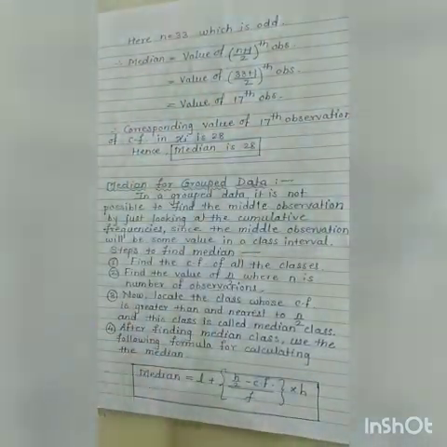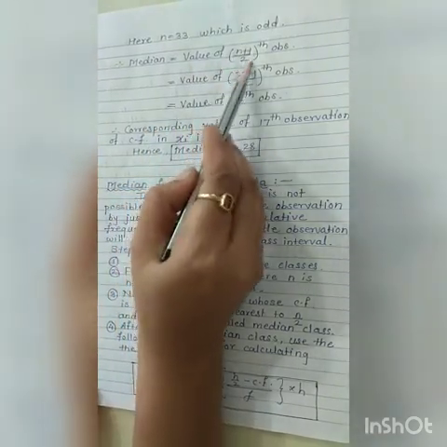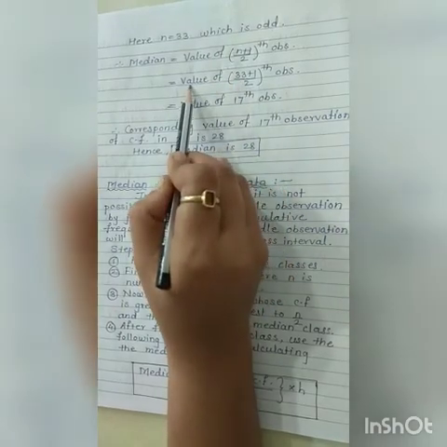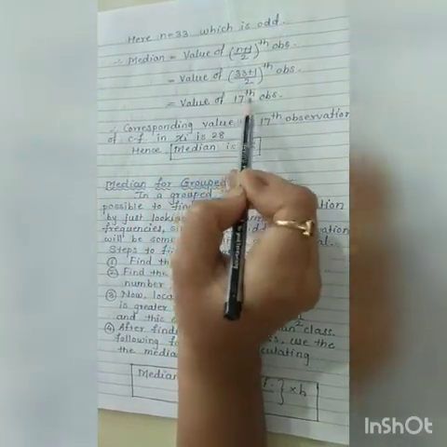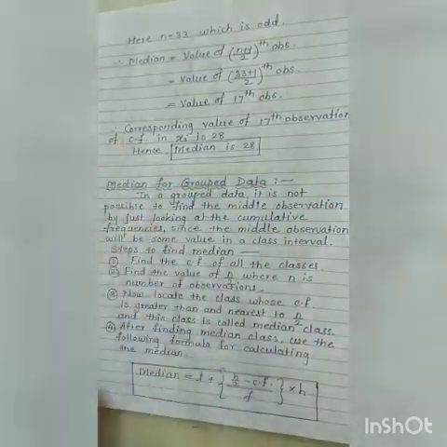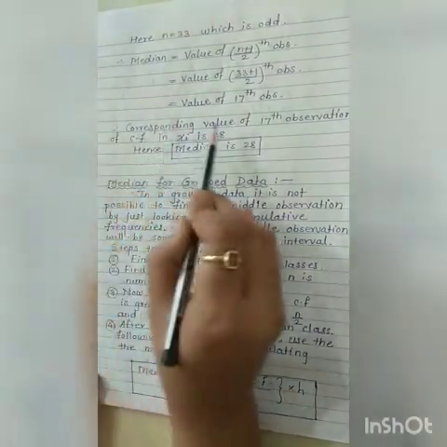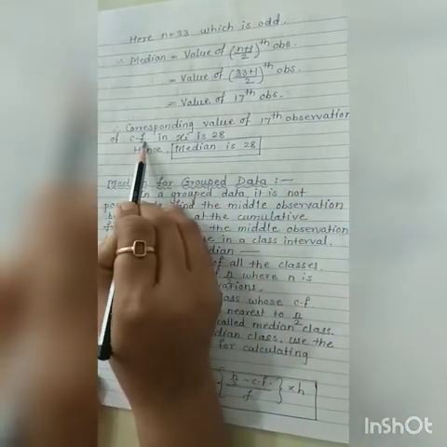We have to use the formula: median is equal to the value of the (n plus 1) by 2 observation. Now here n is 33, so the value of (33 plus 1) upon 2 observation, which is the 17th observation. So now look at the cumulative frequency. Therefore, find the corresponding value of the 17th observation from the cumulative frequency in the exercise.